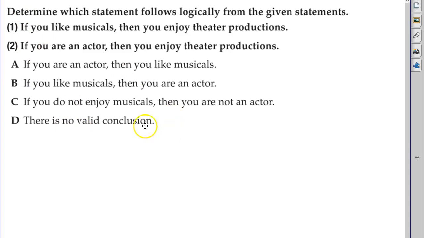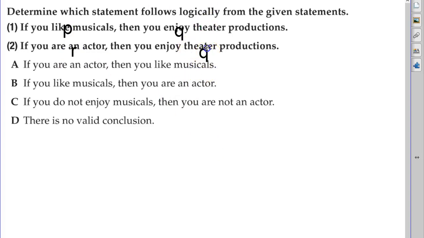For another example real quick, determine which of the statements follows logically from the given statements. If you like musicals, then you will enjoy theater productions. If you are an actor, then you will enjoy theater productions. So if we look at this, here's our P. Here's our Q. I know it doesn't jump out there. Here's the tricky part though. This is a new statement. So this would be our R. This would be our Q.